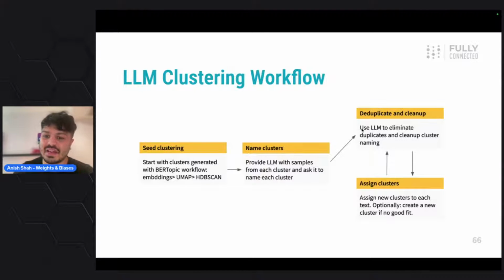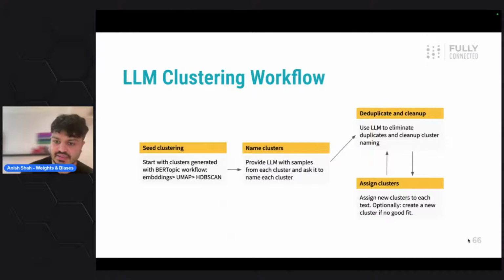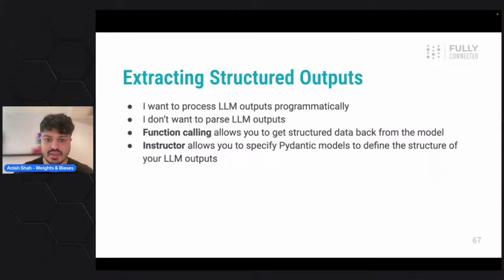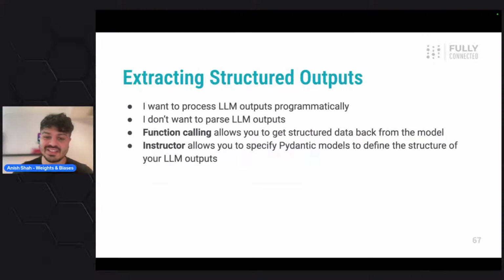Then we also use the LLM to eliminate duplicates. And then based on that, we can condense and rename the clusters that exist. So we now have this iterative flow where we name a cluster, use the LLM to eliminate duplicates, assign new clusters to each text, and keep doing that over and over again. And so because of that, we need to ensure that in this case, structured outputs is essential, especially as we're using LLMs as a component in an overarching data engineering or data analysis workflow or data science workflow, whatever name you want to give this.